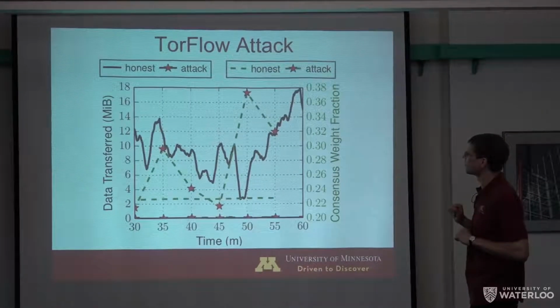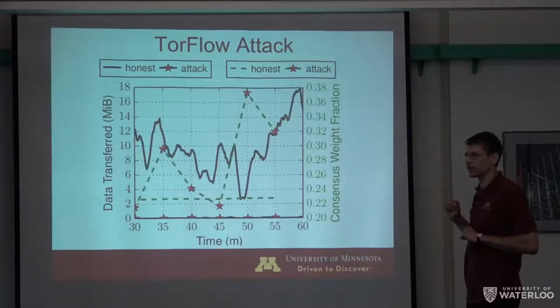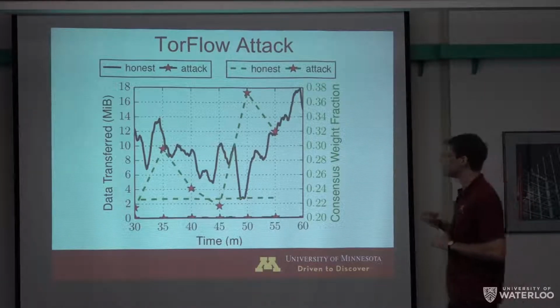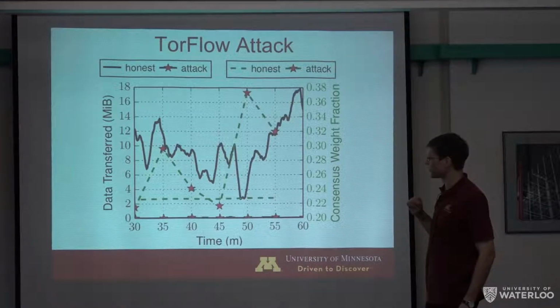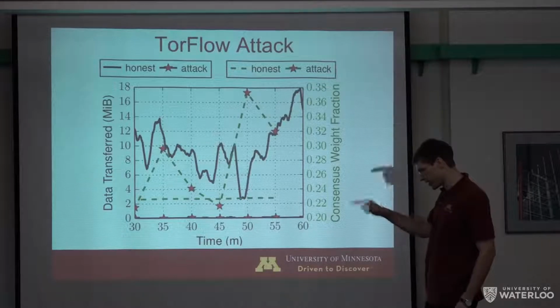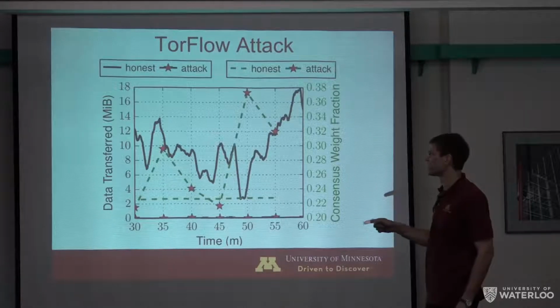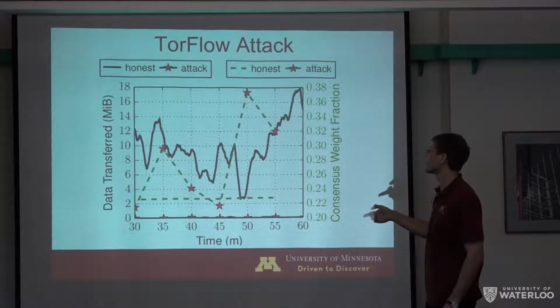One is an honest relay, that's the black one, or the one without stars, and one was an attacker. Both of them reported that they had 1 gigabit per second of bandwidth, but the honest relay actually did have a 1 gigabit link. On the other hand, the attacker only provided service when it was on a Tor measurement circuit, and only provided service at, I think it was 100 megabits per second, or some lower rate.